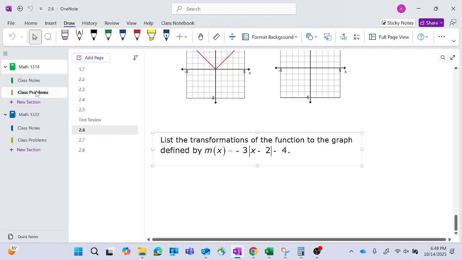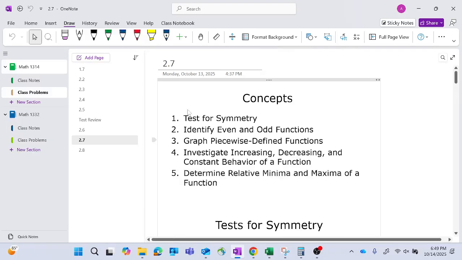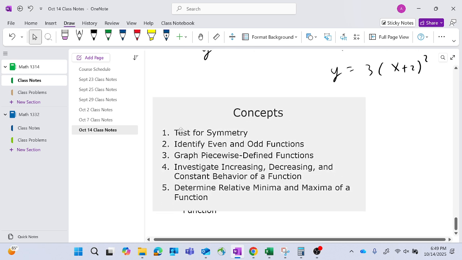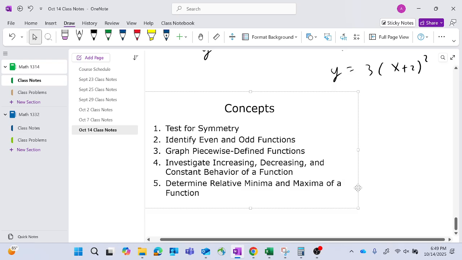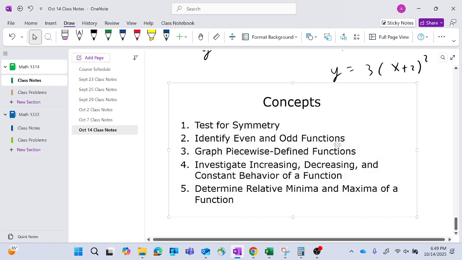All right. Let's go on to 2.7. These are the concepts. Make sure you know these. Write them down, whatever you want to do.